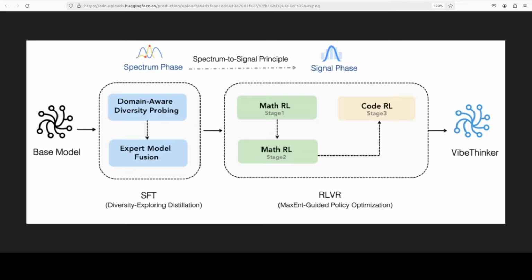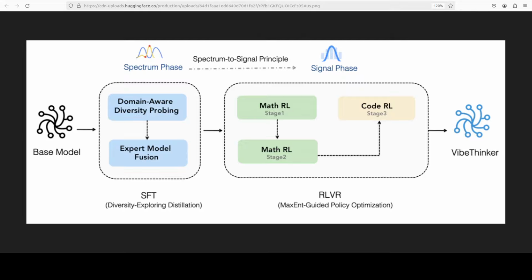So the technical core of VibeThinker is its innovative Spectrum-to-Signal Principle, or SSP, which is a training framework that decouples solution generation from solution verification, and that is very important.